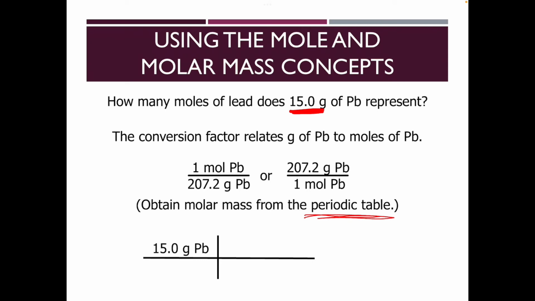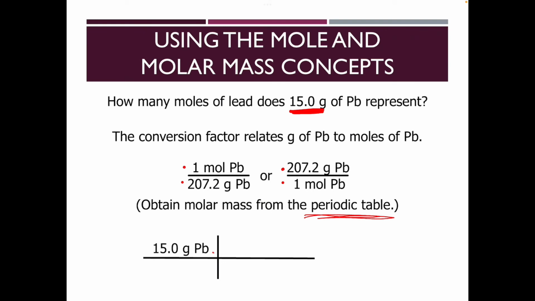So if you look on the periodic table, you'll see the mass of lead is 207.2. That's equal to 1 mole of lead. So we're not writing down that equality, we're just going to know that the mass on the periodic table equals 1 mole. So we can use it with 1 mole on top and the mass on the bottom, or the mass on top and 1 mole on the bottom. It's just going to depend on how we need our units to cancel.